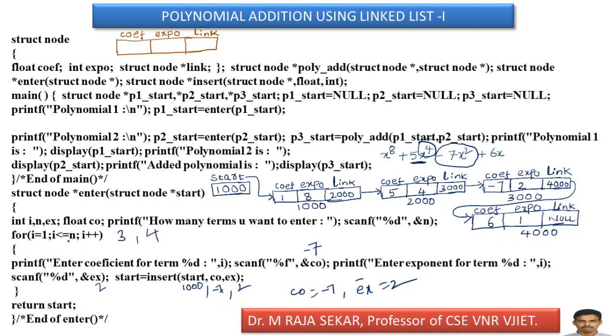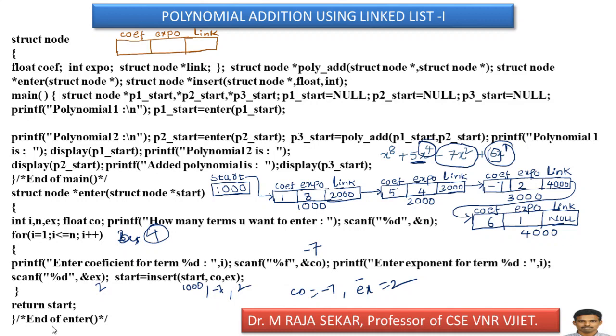I plus plus. 4 less than or equal to n is also 4. 4 less than or equal to 4. Correct. I is 4. Enter coefficient for the term 4. What is term 4? 6x. What is the coefficient? 6 is the coefficient. 1 is the exponent. 6, 1.